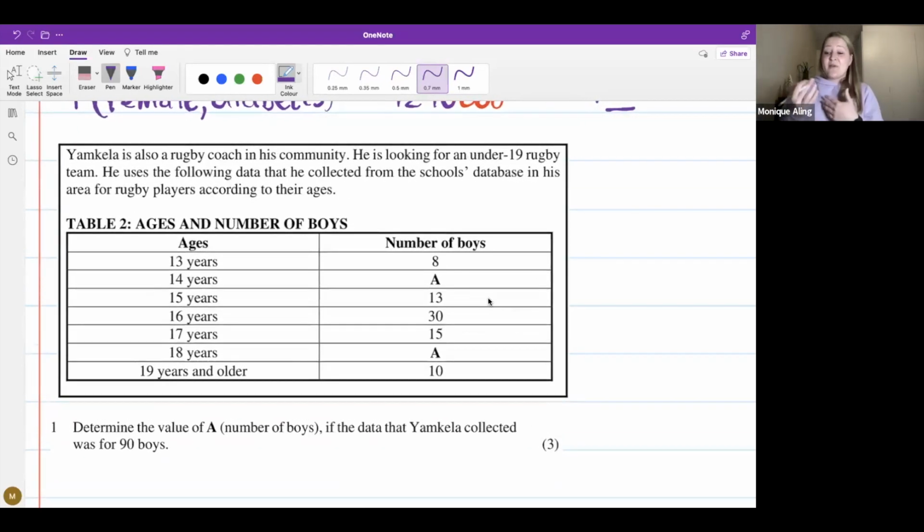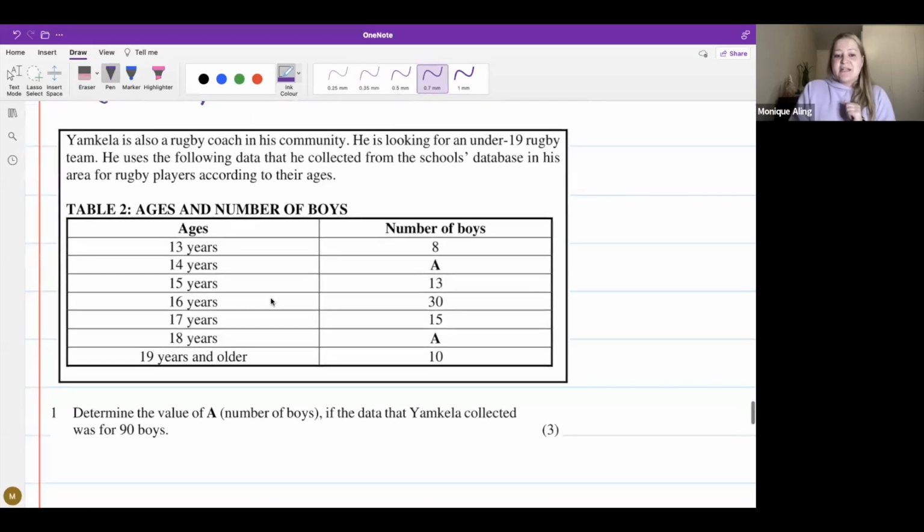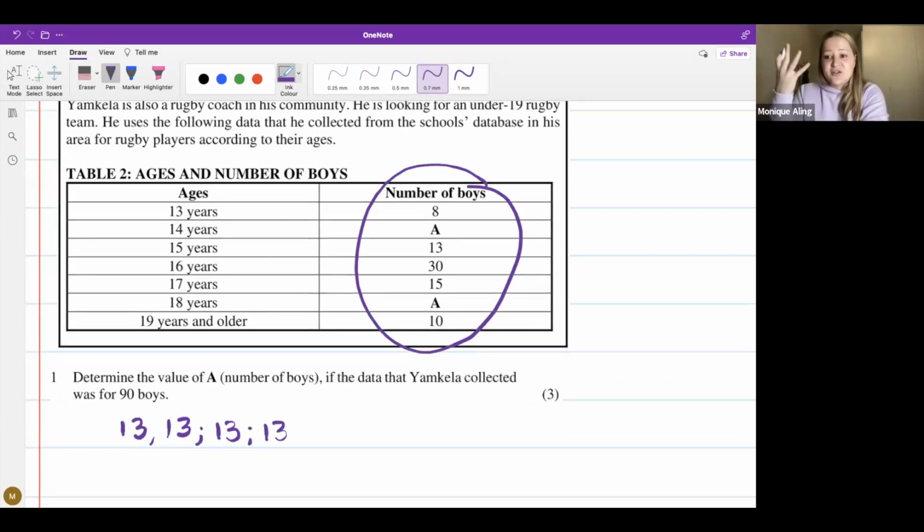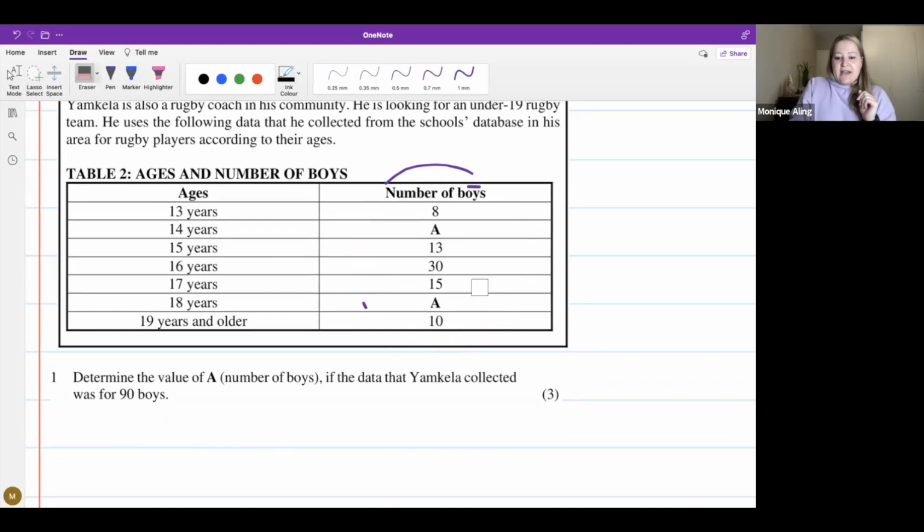Okay, so they've organized the data for us quite nicely. We can see that there are 8 boys that are 13 years old. We don't know how many are 14 years old. We can see that 13 boys are 15 years old. So instead of them writing out 13 8 times, they have organized it nicely for us in this table. But you can now picture the data set. There are 8 13-year-olds. Okay, there are 13 15-year-olds. So it's just being presented a bit differently now. These are the different numbers of boys and their ages.